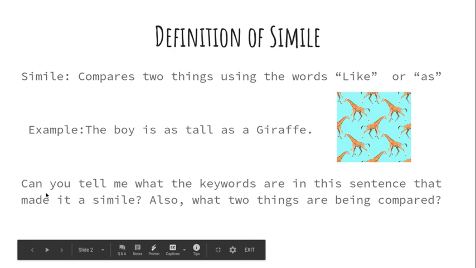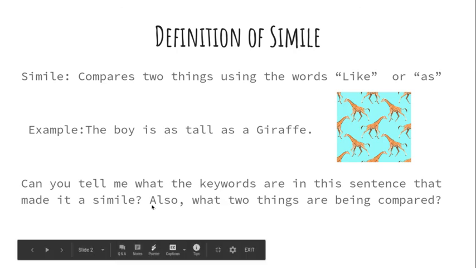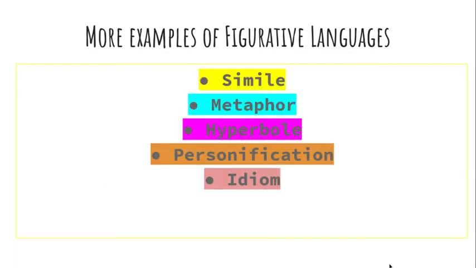So right here I had something that says, can you tell me what the keywords are in this sentence that made it a simile? Yes, you should have been able to say the two words as, okay? And what two things are being compared. You have to know the two things that are being compared. All right, let's move on to the next slide, which tells us more examples of figurative languages.